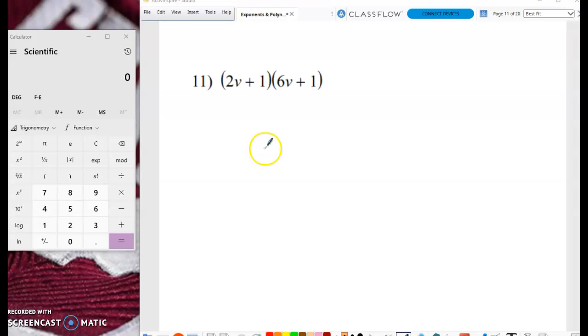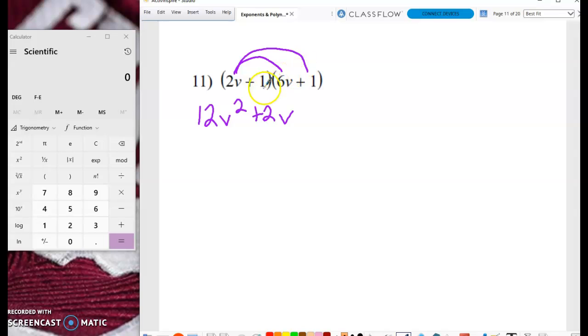Let's jump in. So on 11, we are multiplying these two polynomials together. So what I'm going to do is distribute everything from the first polynomial into everything in the second polynomial. So I'm going to take 2v and multiply it by 6v, and I'm going to get 12v squared. I'm then going to take 2v and distribute it into the 1. And so that is going to be 2v times 1, which is just 2v.